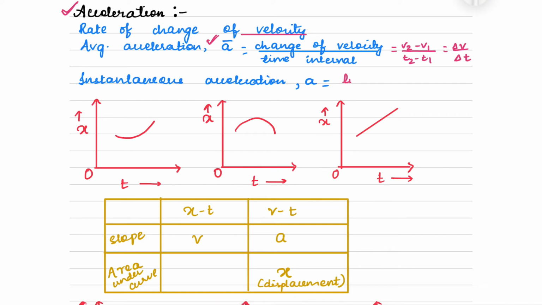Instantaneous acceleration is equal to limit delta t tends to 0 del v by del t, which is equal to dv by dt. Now let us discuss the xt graphs. In this case, the body is undergoing a motion in which it has a positive acceleration. In the second case, the body is undergoing a motion in which it has a negative acceleration. In the third case, it has constant velocity, and if the velocity is constant, the acceleration is equal to 0.